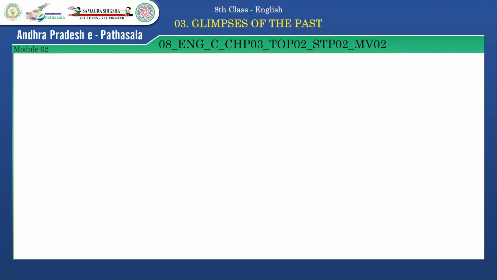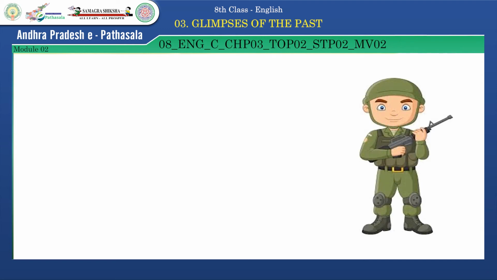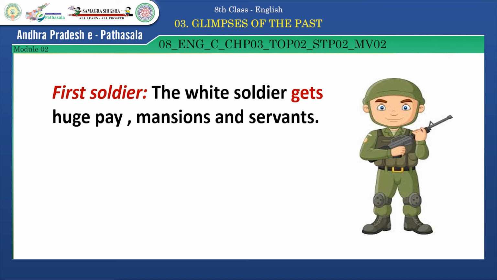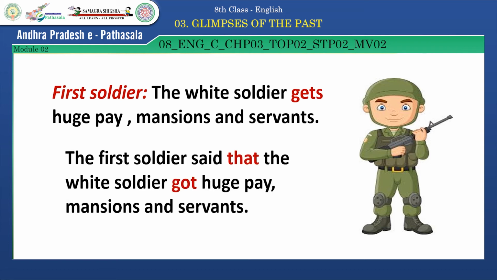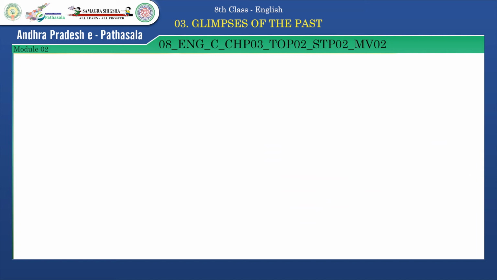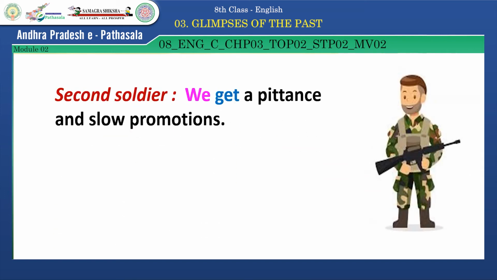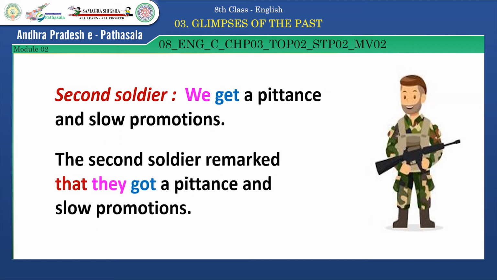Let's move on to another exercise from page number 46 of your textbook, right? The first soldier: the white soldier gets huge pay, mansions, and servants. So we can write an indirect speech like this. The first soldier said that the white soldier got huge pay, mansions, and servants. Second soldier: we get a pittance and slow promotion. Let's change this into indirect speech. The second soldier remarked that they got a pittance and slow promotions.